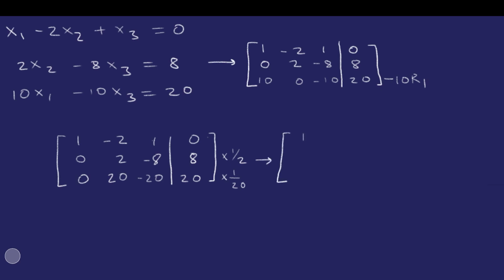So now I have 1, -2, 1, 0, 0, 1, -4, 4, right? 0, 1, -1, 1. Yeah. Okay. How's it looking? Good. All right, excellent.